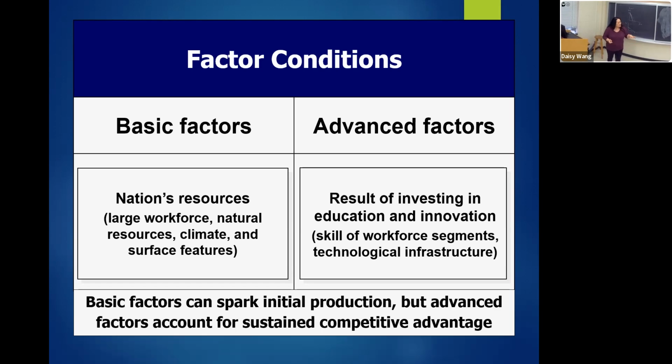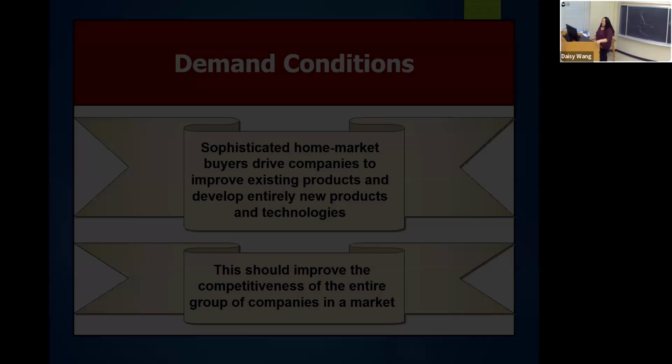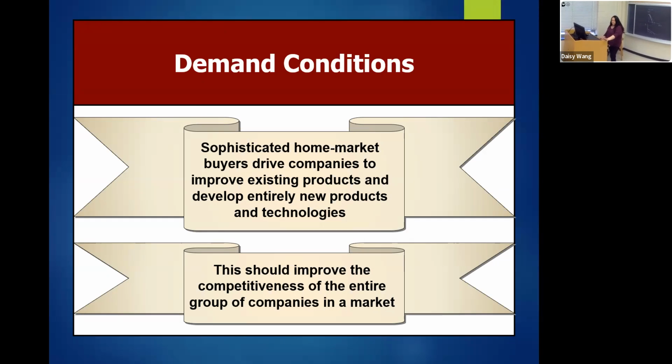So that's why countries put different effort into different things. Porter believes all these four categories will decide whether or not a country has an advantage. For demand conditions, it is usually whether or not they have a big enough population to support certain demand.